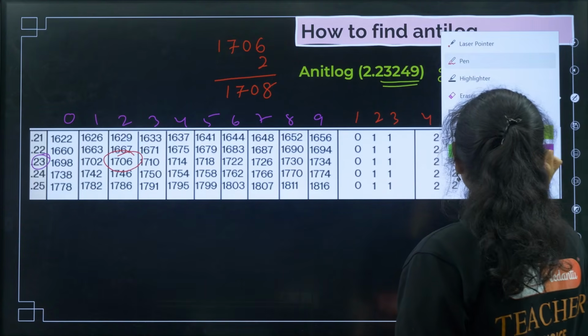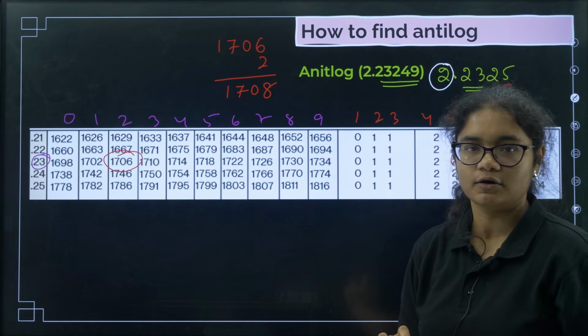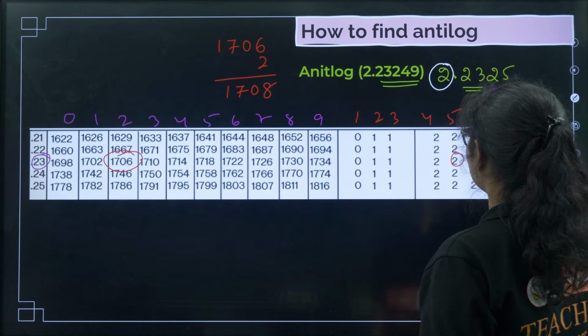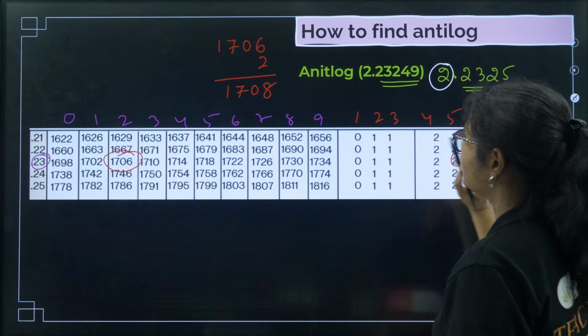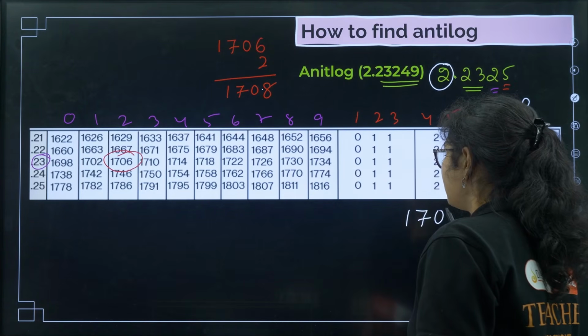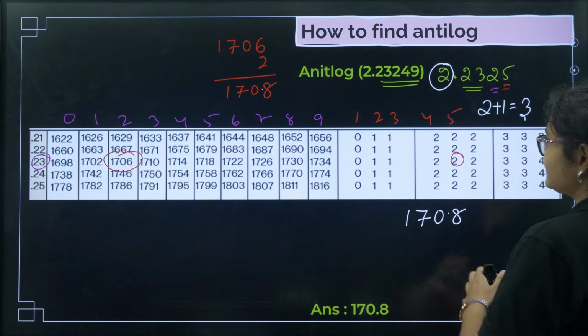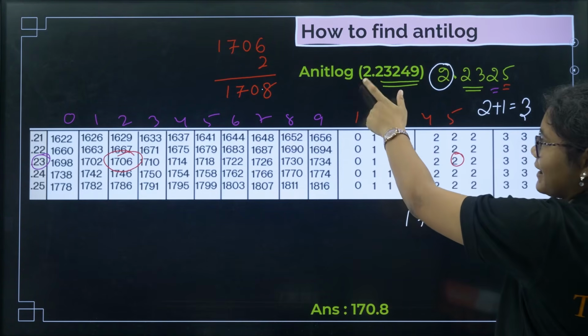Now what do we need to do? Now we have to see how many digits are there before the decimal. 2, right? 2 plus 1 is 3. So I need to put the decimal after 3 places. So the answer will be 170.8. Okay, clear?